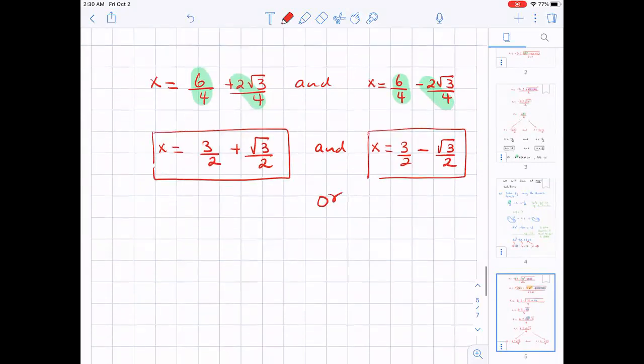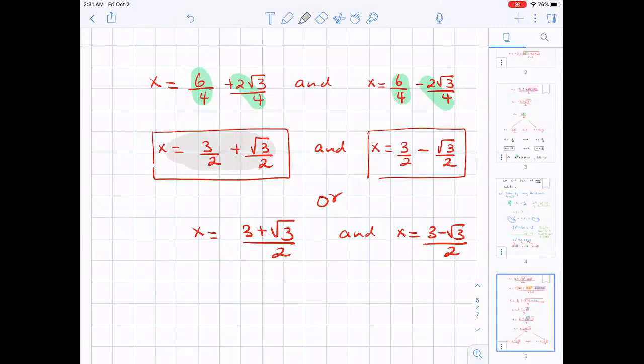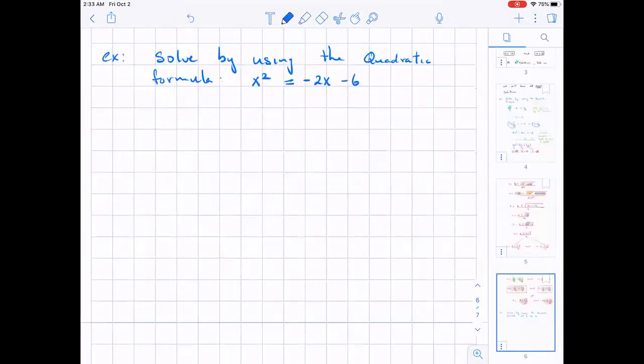Or you could have written it as x equals (3 plus radical 3), everything over 2, and x equals (3 minus radical 3), everything over 2. So either one of these will be correct. You could write your answer either this way or this way, and then you could write it with a negative this way or this way. So it's a matter of choice. Okay. So let's look at another example.